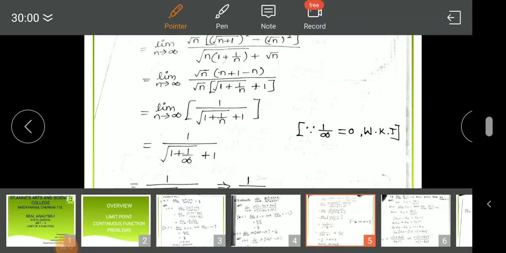In the numerator, we just multiply: root n into ((root of n plus 1) whole squared minus (root n) squared). In the denominator, taking root n outside, we get root n into (root of 1 plus 1 by n, plus 1). Then we cancel the root n and keep the remaining terms as they are. Since 1 by infinity equals 0, as n equals infinity, we get 1 by root of 1 plus 1, so 1 by 1 plus 1, that is 1 by 2.